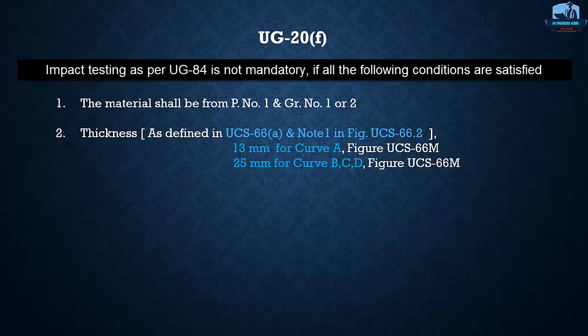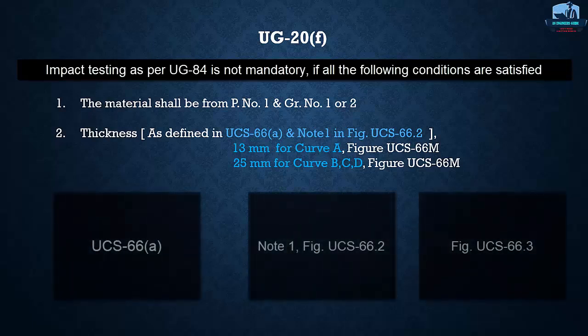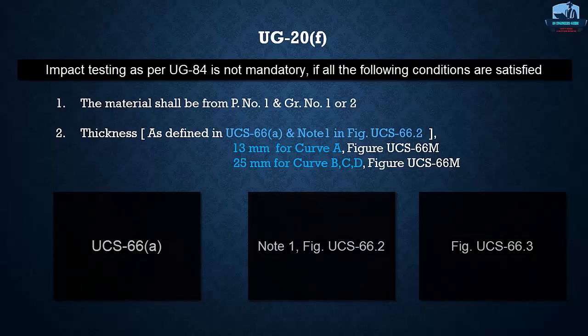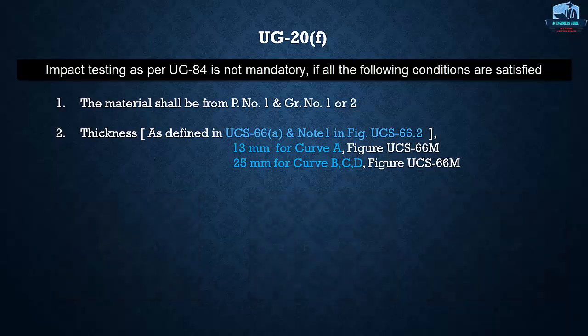Here I would like to note one important point: the thickness will not be as simple as the thickness of the shell or the thickness of the head. To understand the concept of governing thickness, please go through clause UCS 66A and Note 1 from UCS 66.2. Also check figure UCS 66.3, where you will get different figures to understand the governing thickness. If possible, I will try to make another video on the same topic. So this is all about the second point.